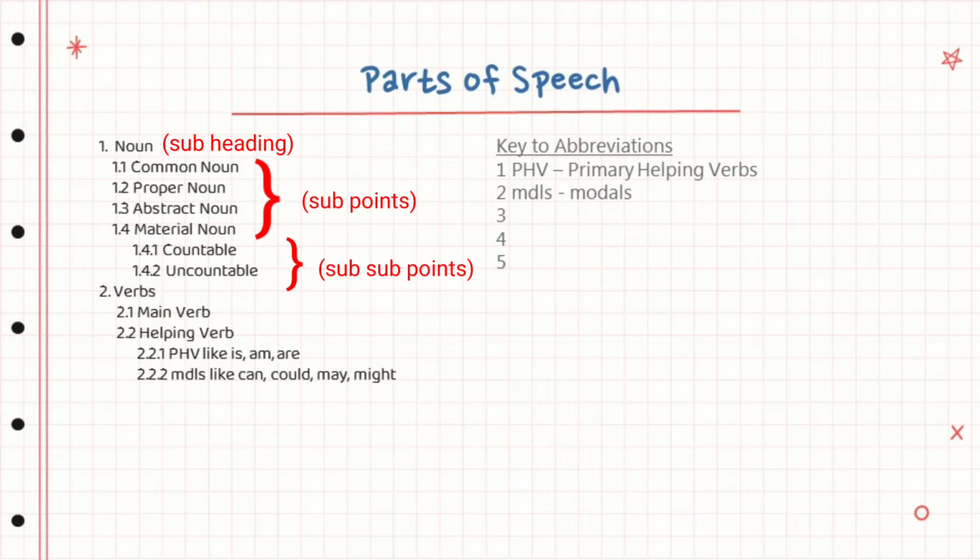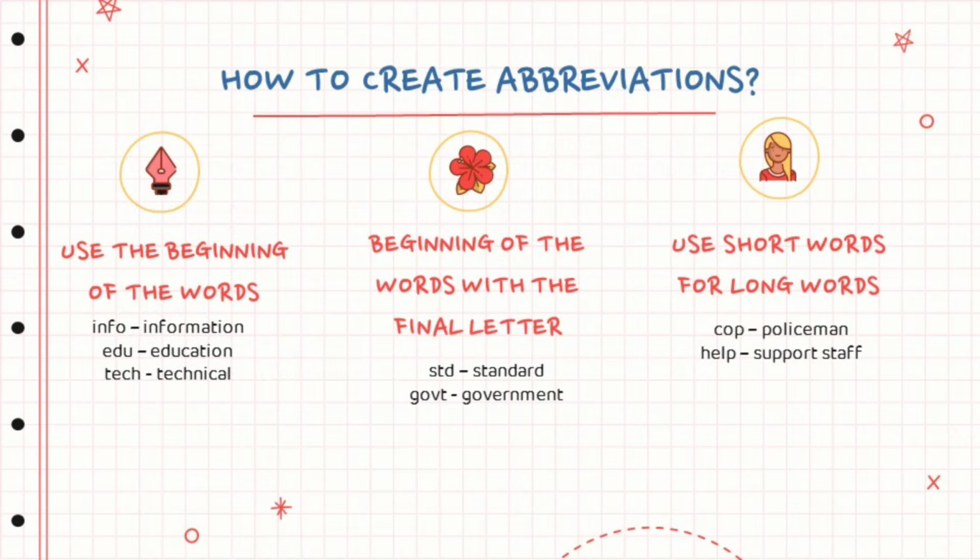The next thing that you need to understand is after you have made the notes, you need to provide the key to abbreviations, whatever abbreviations you have used. So here if you see, we have used 2 abbreviations, PHV, that is primary helping verb, and MDLS, that is modals. How do you create these abbreviations?